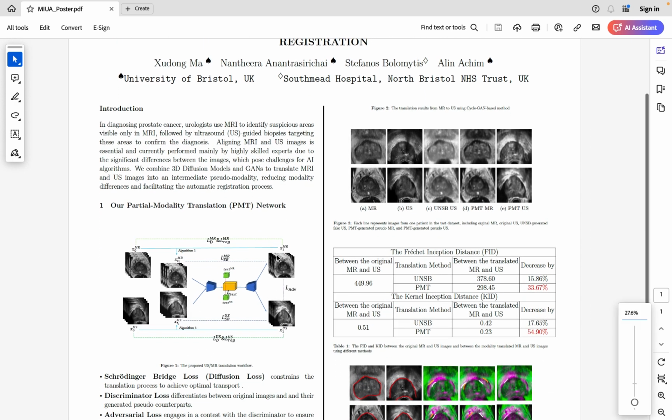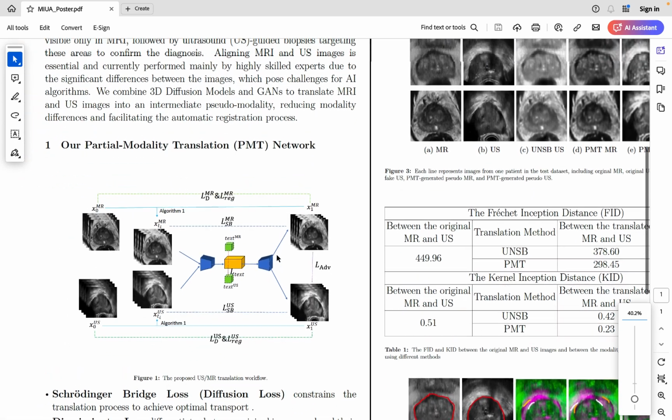So here is our network structure. As you can see, we have the original image and the translated image. We use the optimal transport concept, which means that if we construct a scheduler bridge between the original image and the target image, we're going to have many middle status inside this scheduler bridge. And we assume that our network could translate any middle status in the scheduler bridge to the target domain.